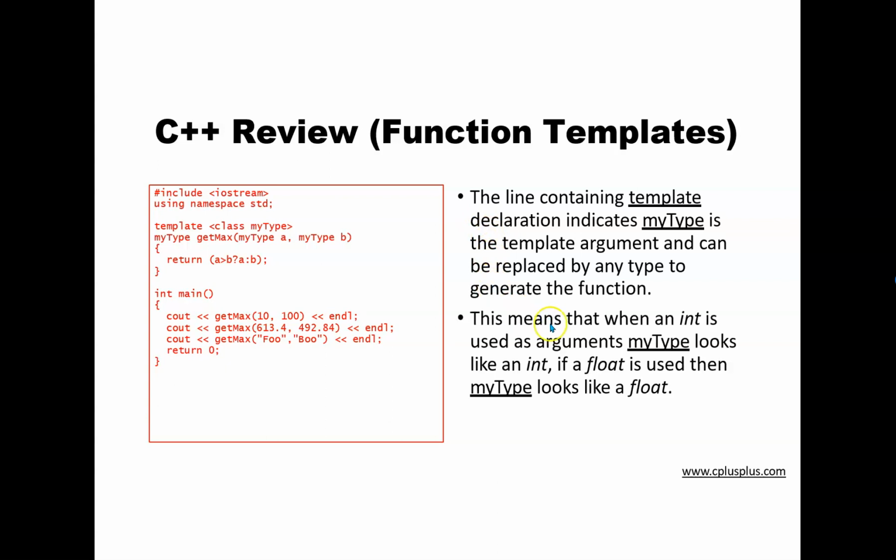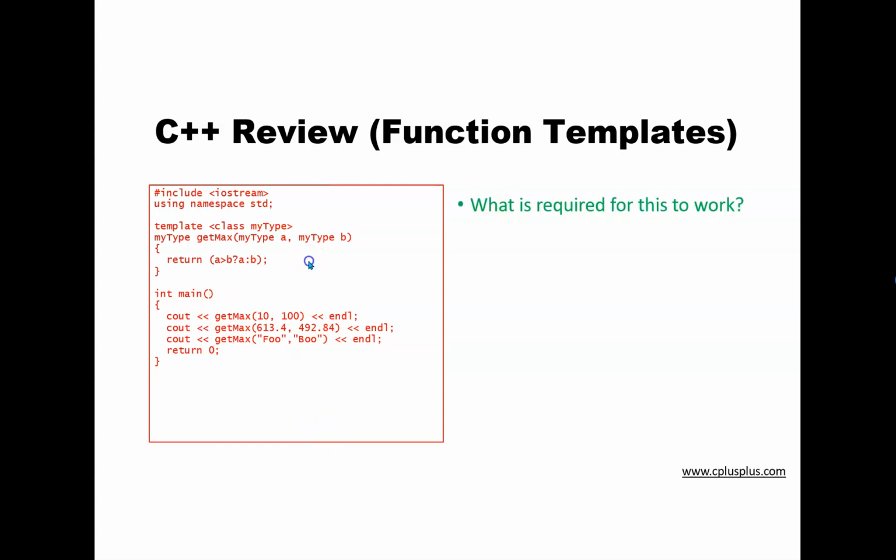So when an int is used as an argument, myType looks like an int, and when a float is used, myType looks like a float. What's required for this to work is that the greater than operation must be defined. So that's the quick overview of C++. There's obviously more to it, but the rest we will be reviewing as we go on through the rest of the topics, particularly classes.